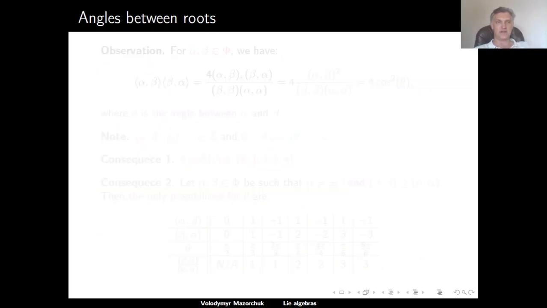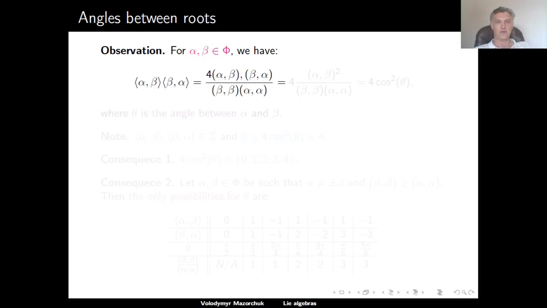We start our investigation into the structure of a root system with determining what are the possible angles between roots. So let's take two roots alpha and beta in phi. Note that the angle bracket of alpha and beta is not a symmetric thing. However, we can make it symmetric by taking the product of the angle bracket of alpha and beta and the angle bracket of beta and alpha. So this product has the form 4 times the scalar product of alpha and beta times the scalar product of beta and alpha divided by the scalar product of beta and beta times the scalar product of alpha and alpha.